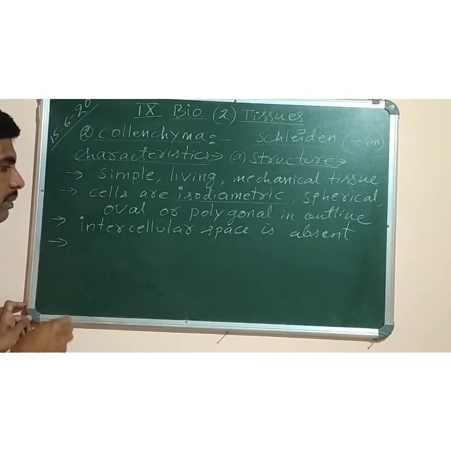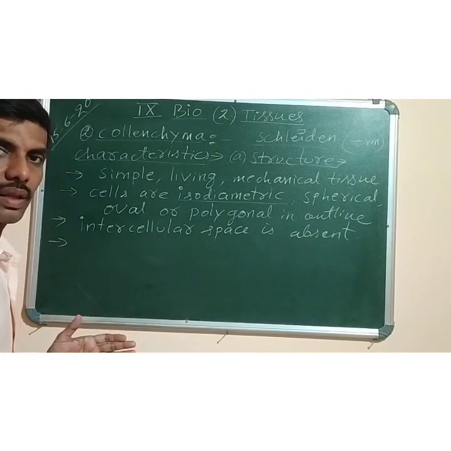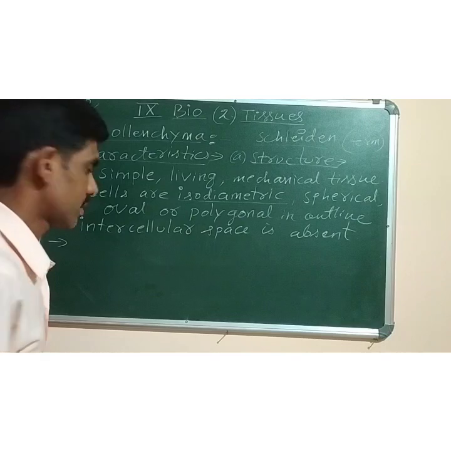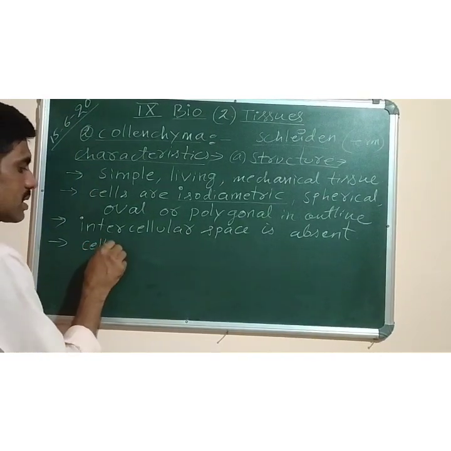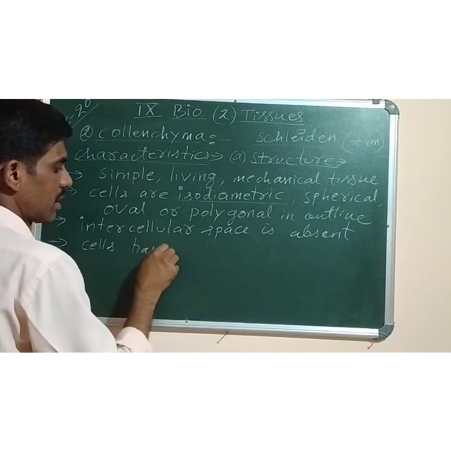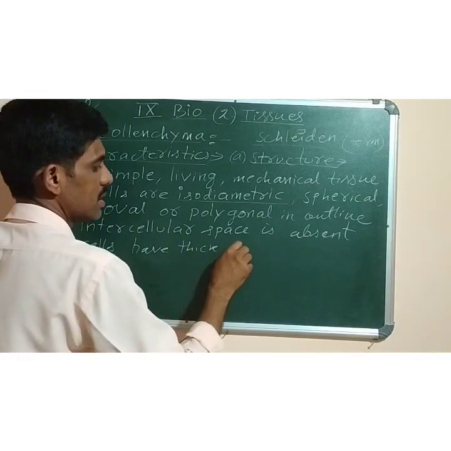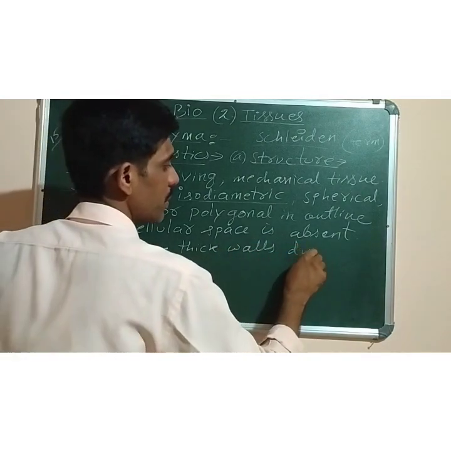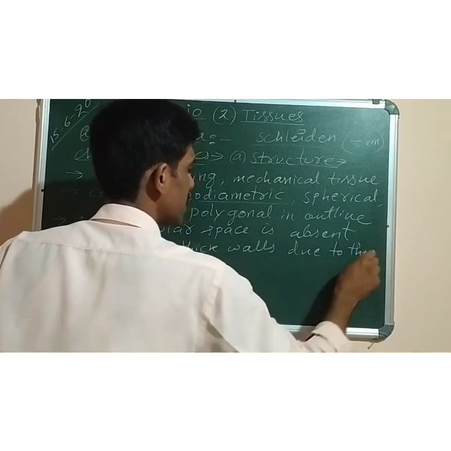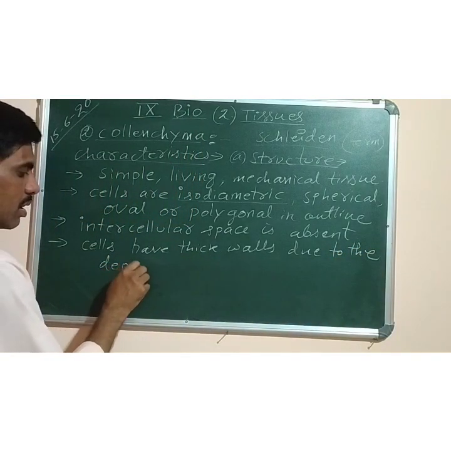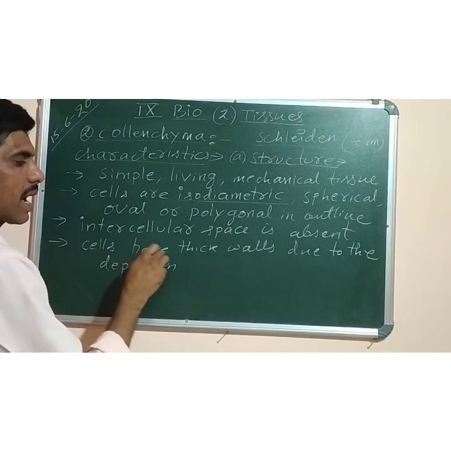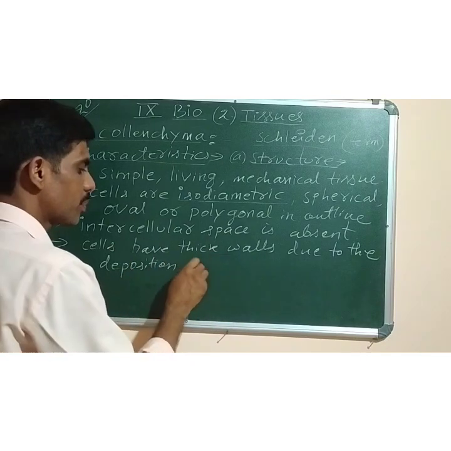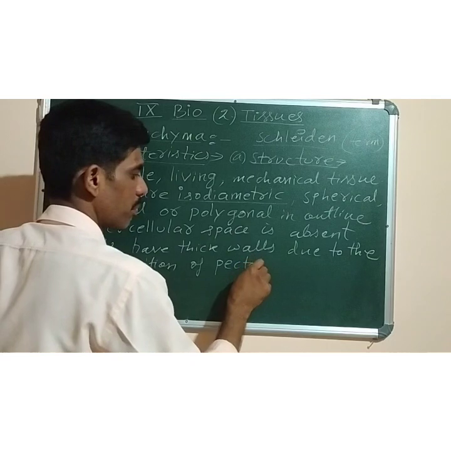Then next we have to write the cells have cell walls which are very thick, and this thickening is due to deposition of, so first I write it, cells have thick walls, that is cell walls. Here walls means the cell walls. Cells have thick walls at the corners particularly, not everywhere, at the corners. Cells have thick walls due to deposition of pectocellulose.